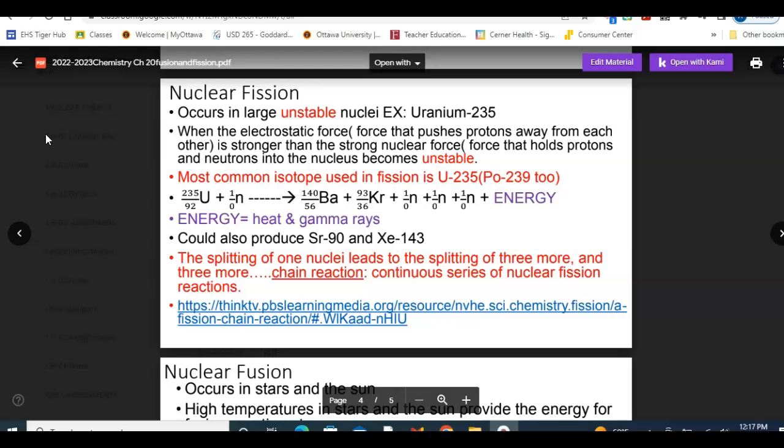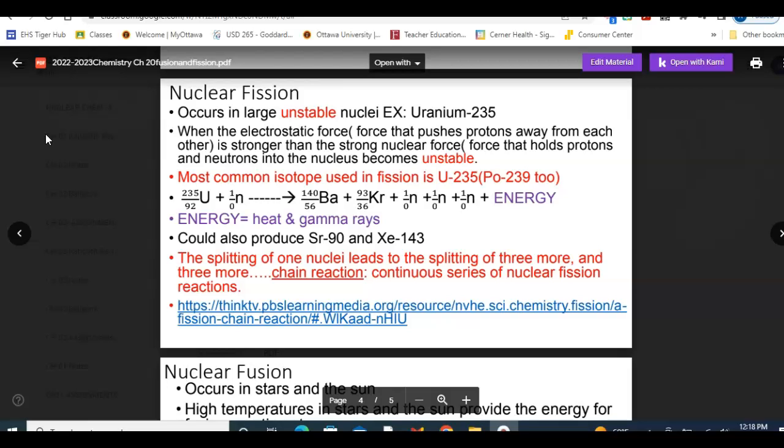So as you can see, in the products you have 3 neutrons that are released, and those 3 neutrons will seek out 3 more uranium-235 isotopes and hit into those. Each of those will produce 3 more neutrons, and those 3 neutrons will seek out 3 more uranium-235s, and so on and so forth. And that's called a chain reaction. Kind of like dominoes, a continuous series of nuclear fission reactions.